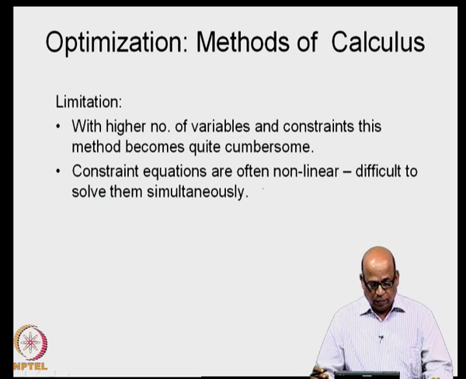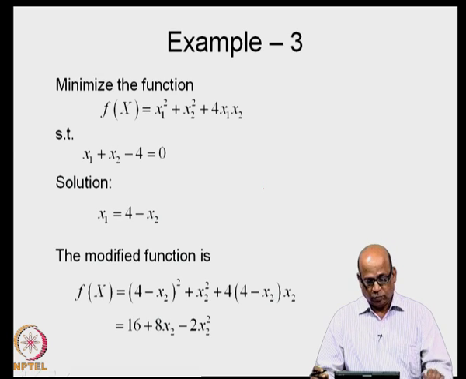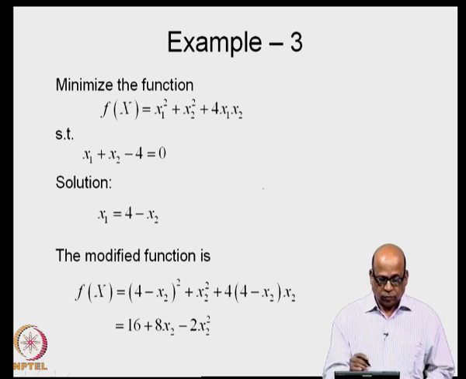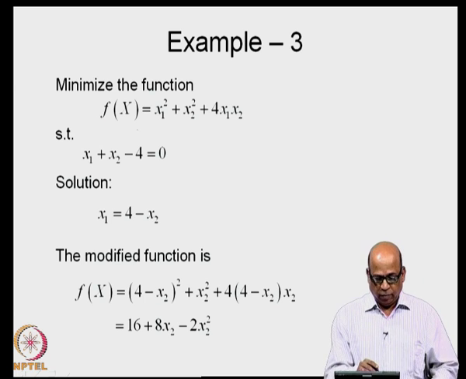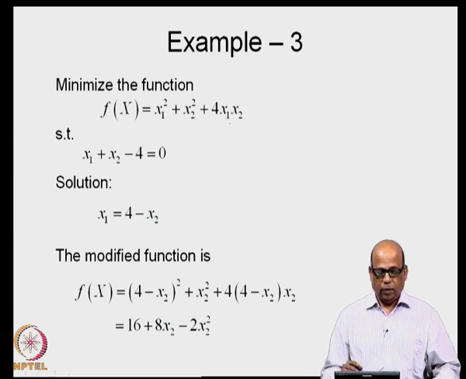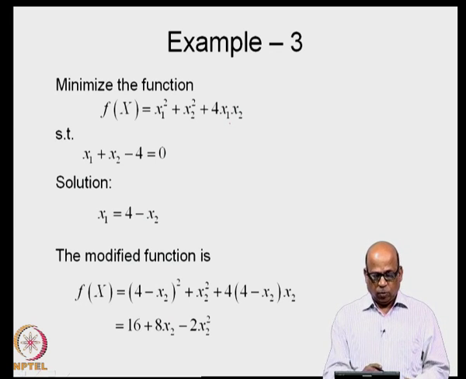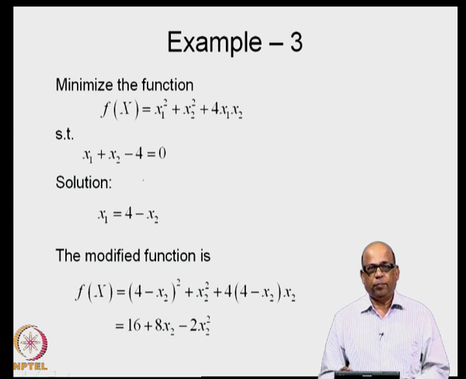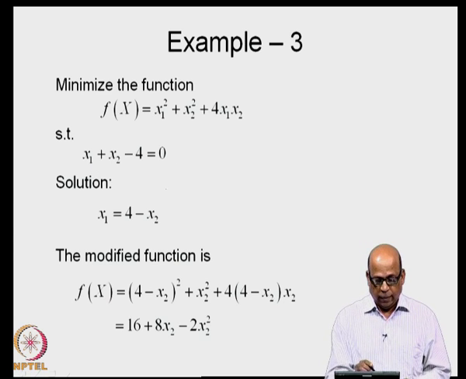So, let us see one example. Let us say that you have a function f of x is equal to x 1 square plus x 2 square plus 4 x 1 x 2, subject to a single constraint x 1 plus x 2 minus 4 is equal to 0. Now, this is of the form g j of x is equal to 0. So, this is the equality constraint.